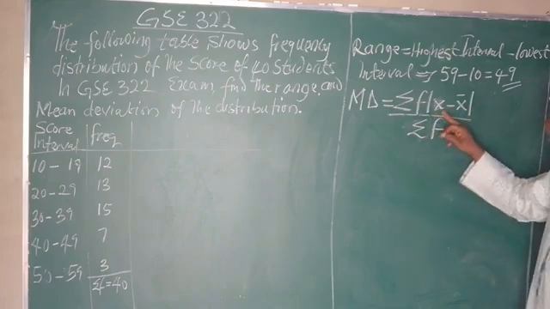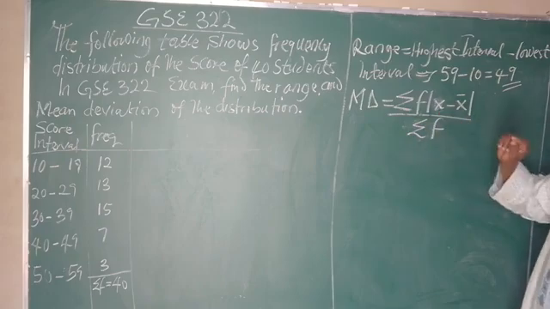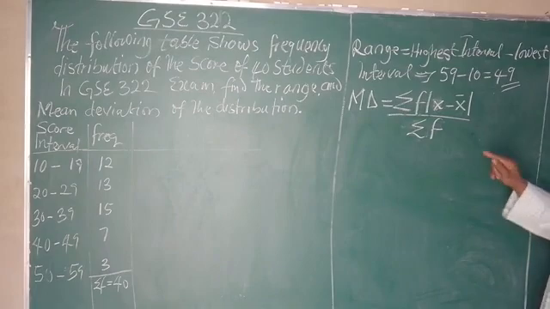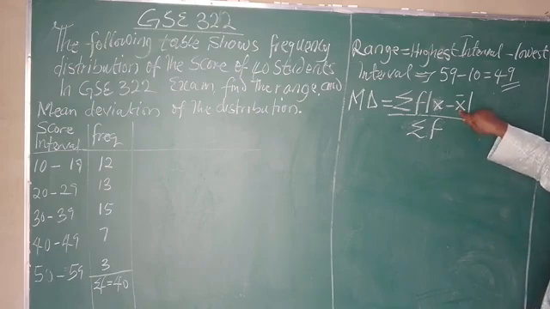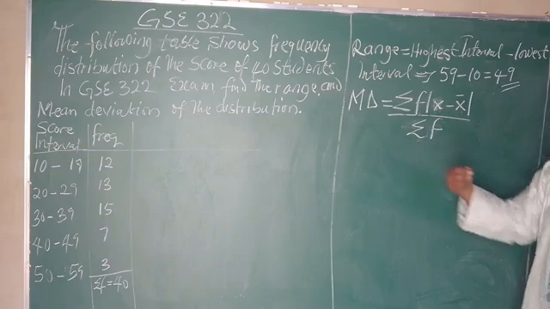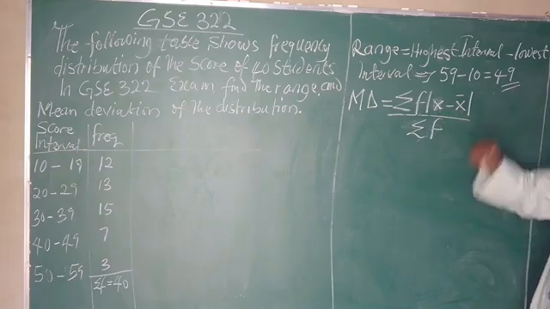So what is x minus x bar? X stands for the mid value. It means we have to find the mid value of each of the intervals. Then minus, we know what minus means. Then x bar stands for the mean. It means we have to find the mean of the distribution before finding the mean deviation. In the process of finding the mean deviation, we must find the mean.